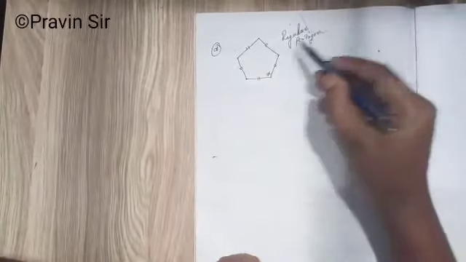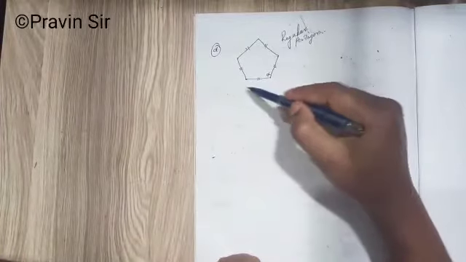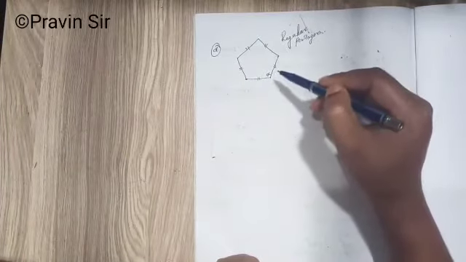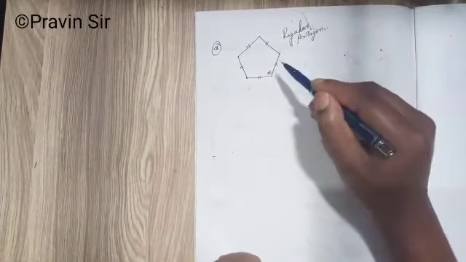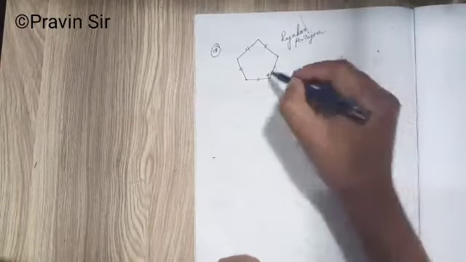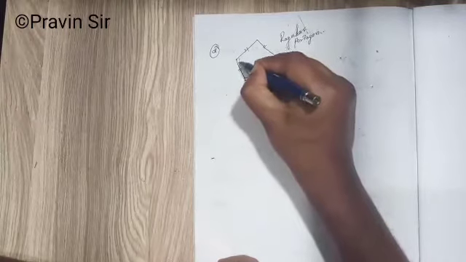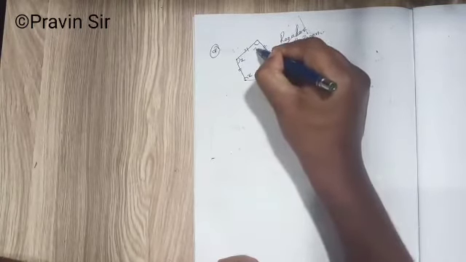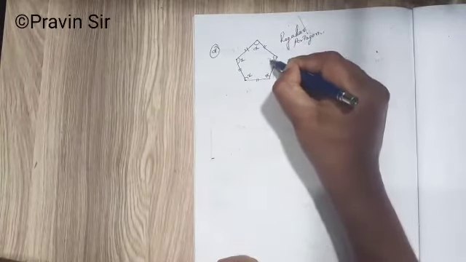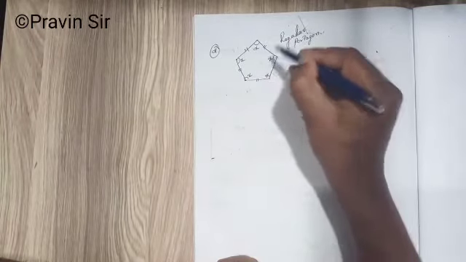Regular pentagon means all sides are equal here. If all sides are equal, then definitely all angles are also equal. Means if this angle is x, this angle is also x, this angle is also x, and this angle is also x. How many angles are there? 1, 2, 3, 4, 5 angles. Now we have to find the value of x. If we know any one angle, then all the angles are equal. Okay, so now it is a pentagon.